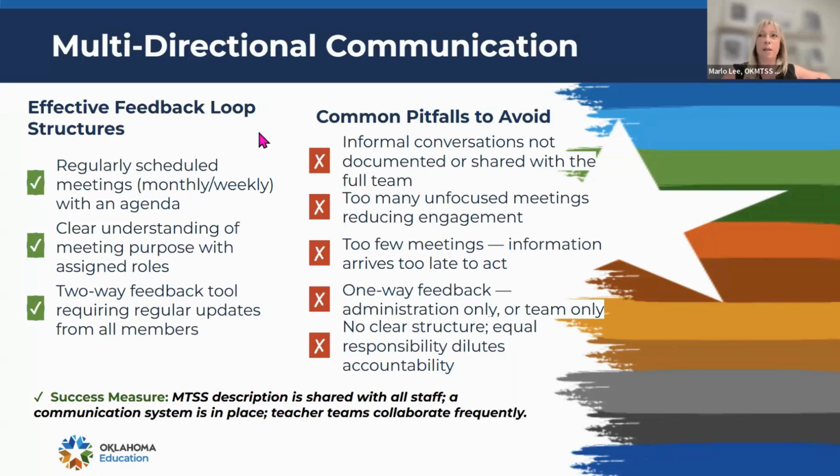So effective feedback loop structures are regularly scheduled meetings, like we just talked about, monthly or weekly, with an agenda, which we'll talk about here in a minute. Clear understanding of meeting with purpose, with assigned roles, and two-way feedback tools requiring regular updates from all members.